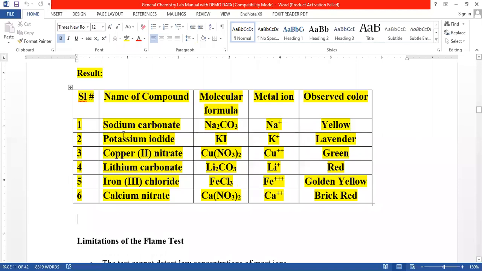And you will list those compounds by their chemical name, chemical formula, which ion you identified, and what the observed color of the flame was. By this pattern, you will write down this table, complete this table.